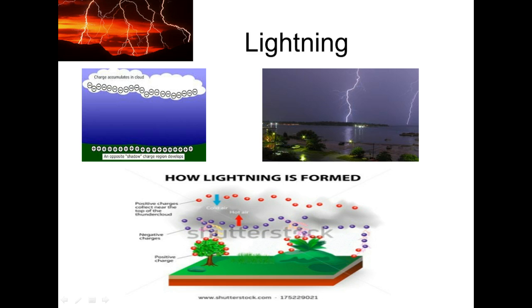So in step 2, the negative charges in the clouds push the negative charges on the ground away. They repel each other, leaving only the positive charges on the surface. That's what you see here. So these negative charges repel each other, and they all accumulate here, and now the positives all accumulate down here.